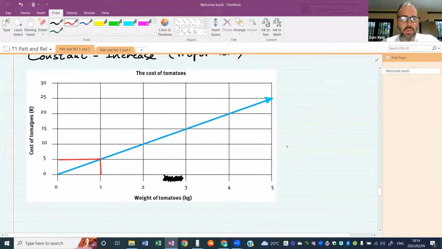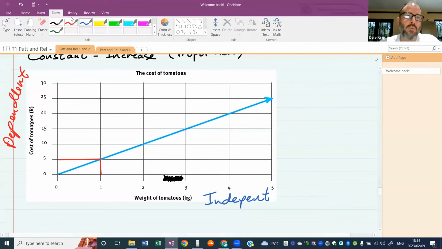So there's a relationship. The cost depends on the weight. So the cost is the dependent, and the tomatoes are independent. The amount of tomatoes in your bag doesn't rely on cost. But the cost of the tomatoes depends on the weight of the tomatoes in your bag. All right, so we can see what's the dependent and what's the independent here.